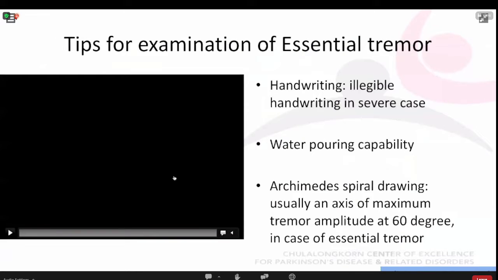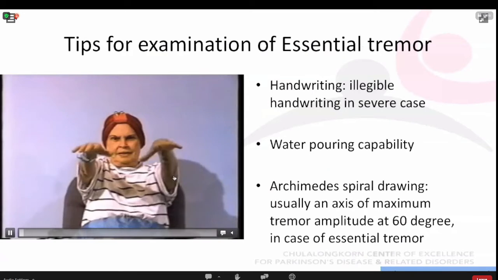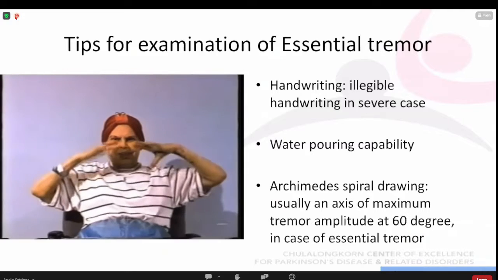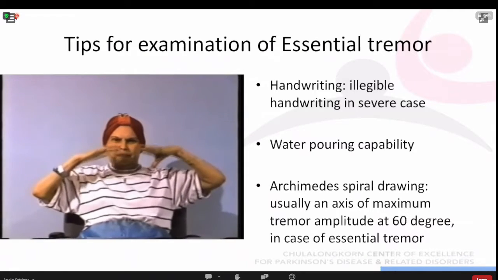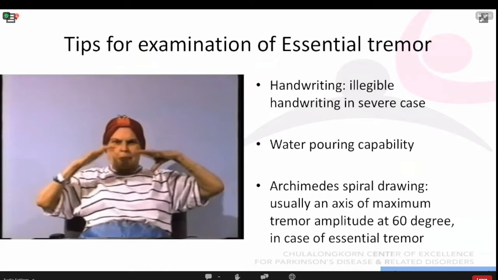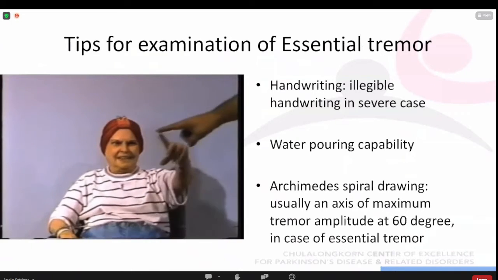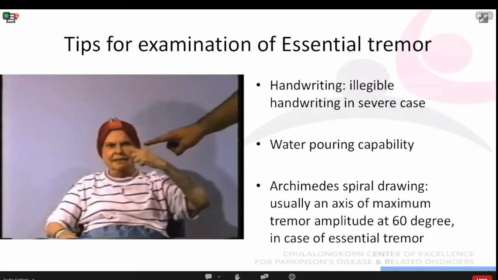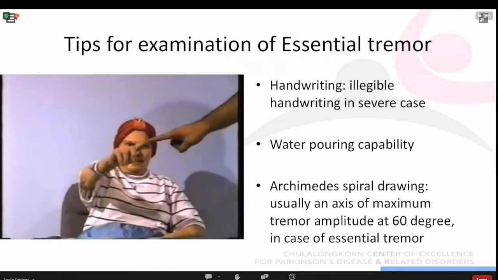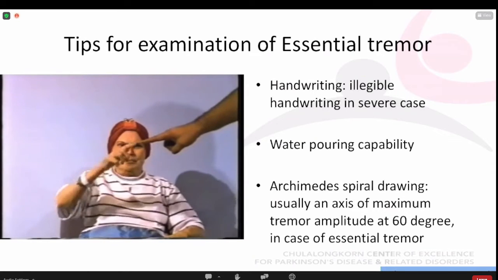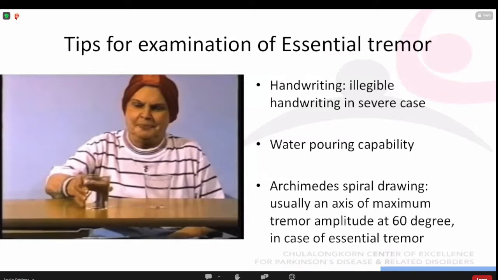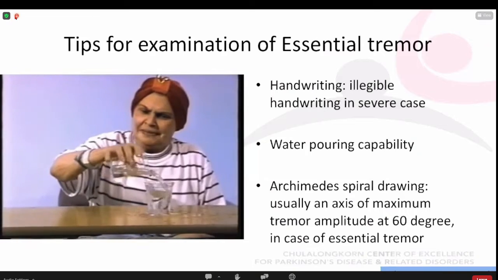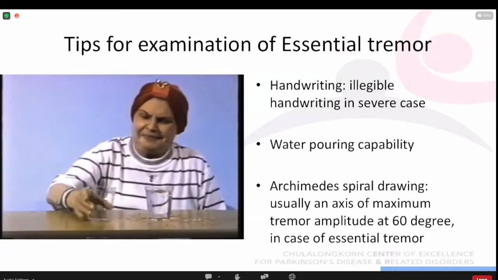So I recap this video again for the tips of examination of the essential tremor patient, or might be the prominent postural or kinetic tremor. You should not only perform the tremor test with only the postural or kinetic. Another effective or quite good test is handwriting. In severe essential tremor, they have illegible handwriting, or big handwriting with a shaky characteristic.